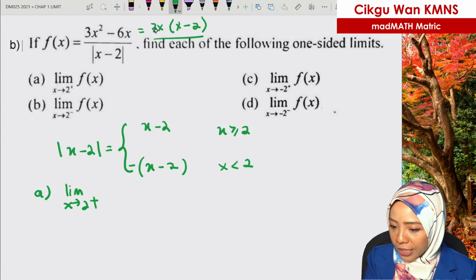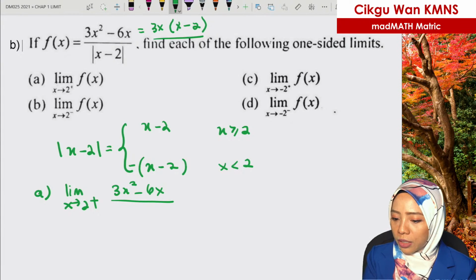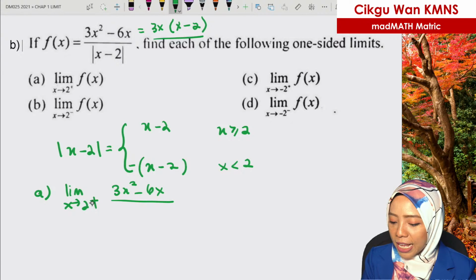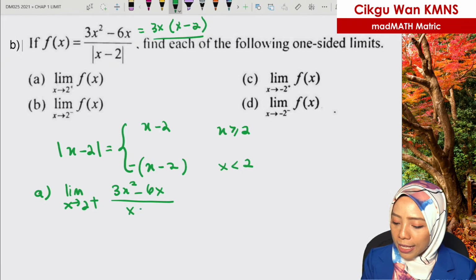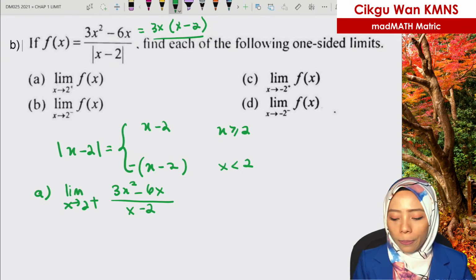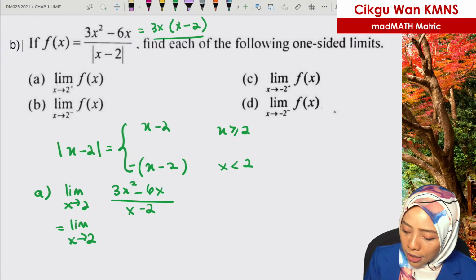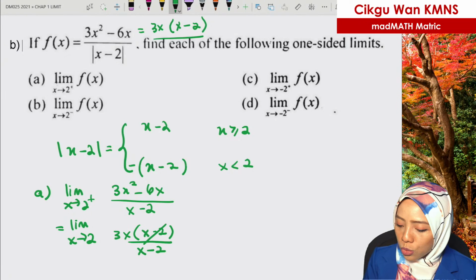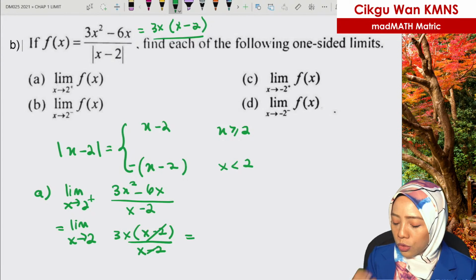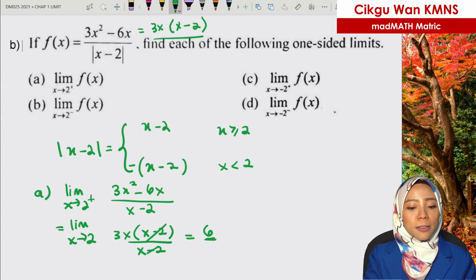So, the question here, I copy first: limit of 3x squared minus 6x over absolute x minus 2. Since the question 1 is x approaching 2 from the right, the function will be x minus 2, top. Next step, limit x approaching 2 plus, the plus is just a small superscript. Now when we factor out 3x, we get x minus 2 over x minus 2, and then you cancel out. We get 3 times 2, which is 6. Okay, 6. Can or not?